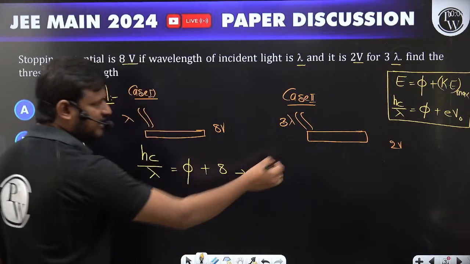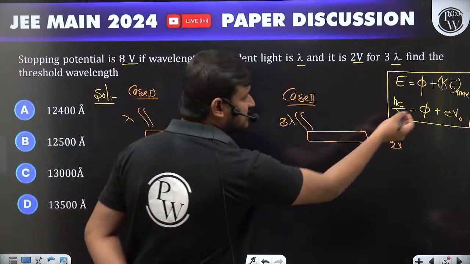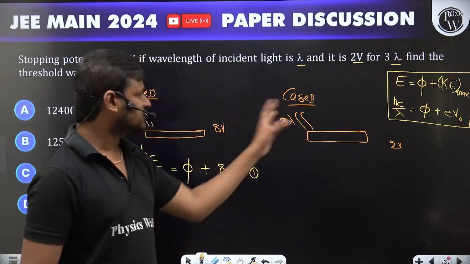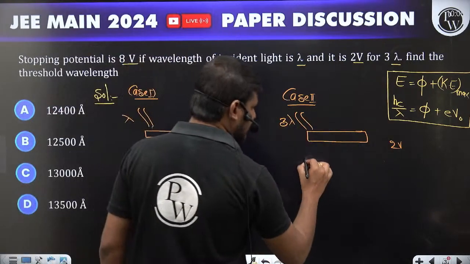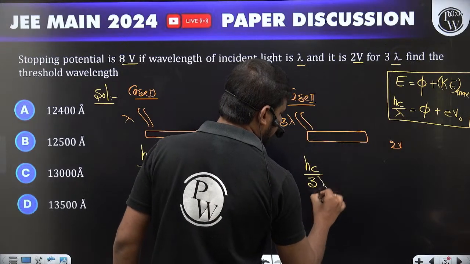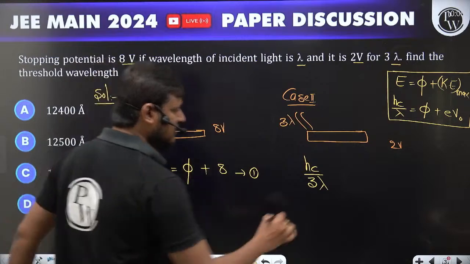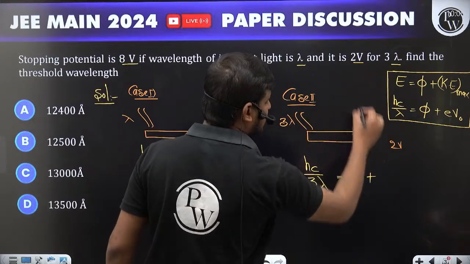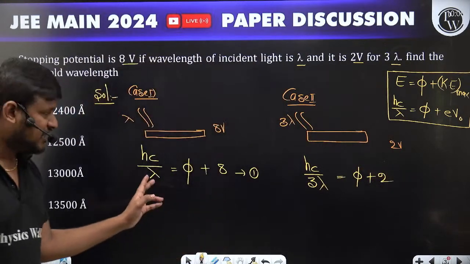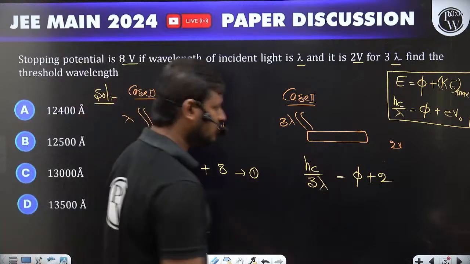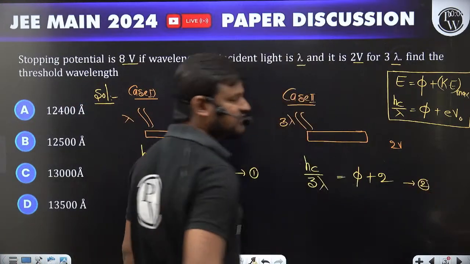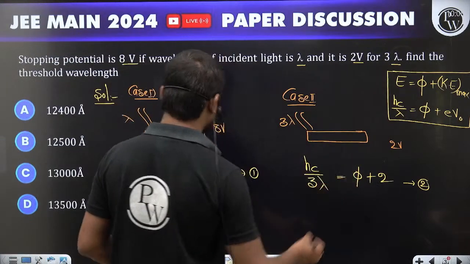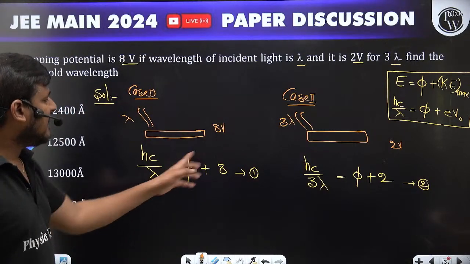Similarly here, the metal is the same, so the work function will be the same, but two different incident wavelengths of light are incident on the metal surface. Here hc by 3 lambda is equal to phi, the same work function, plus the stopping potential 2 volts. Let it be equation number 2. So equation 1 and equation 2. That's it, right? Now you can solve these two equations and get the value.